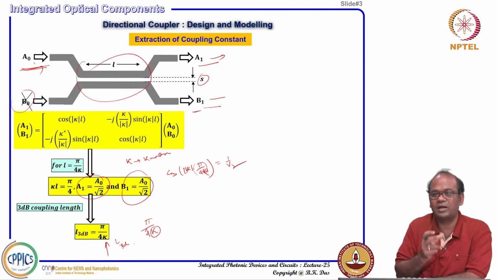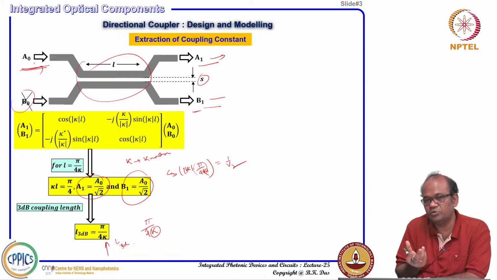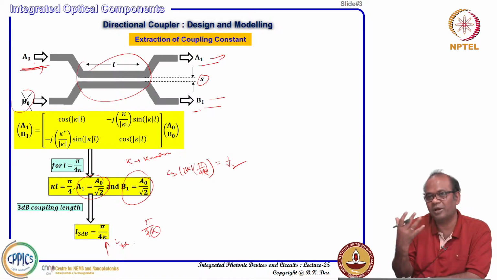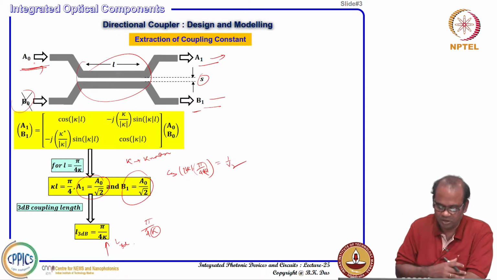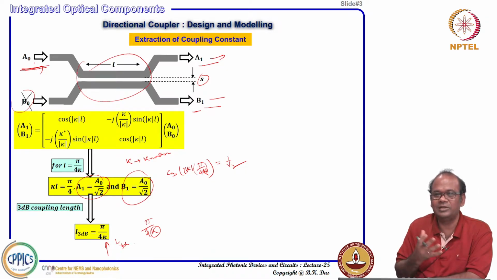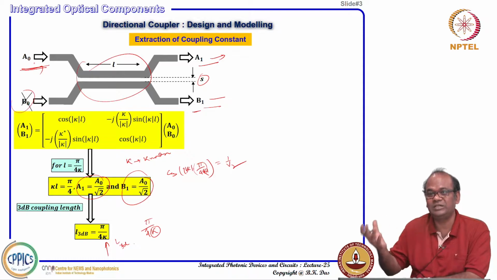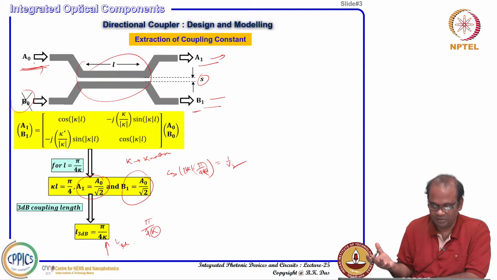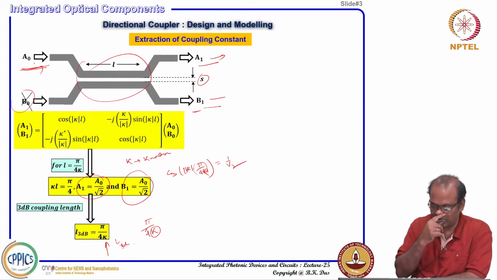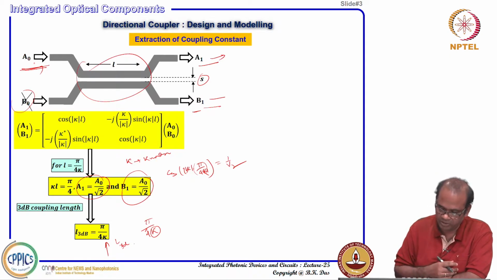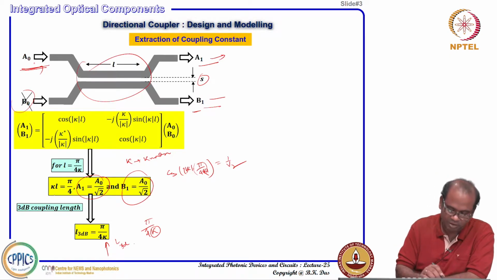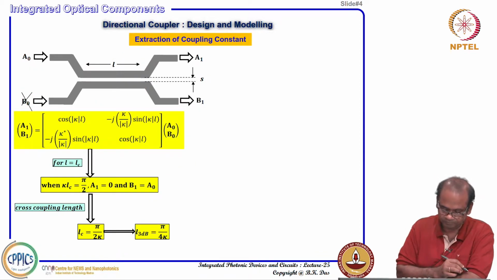Okay. But stronger kappa can cause a lot of other issues also. It can introduce some kind of radiation, scattering losses, all those type of things will be there. So, you have to be careful that while increasing kappa, you should not add some additional losses in the structure because of the structural non-uniformity and so on. Okay. Now, we know given kappa, I can design length for 3 dB coupling.